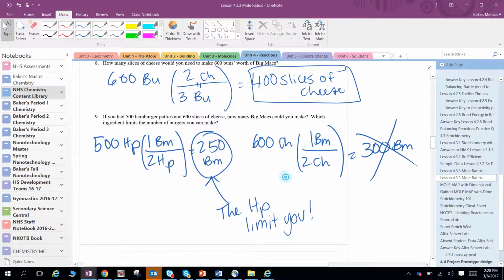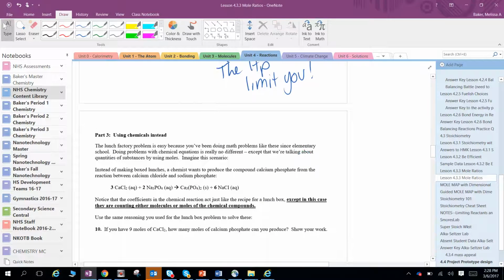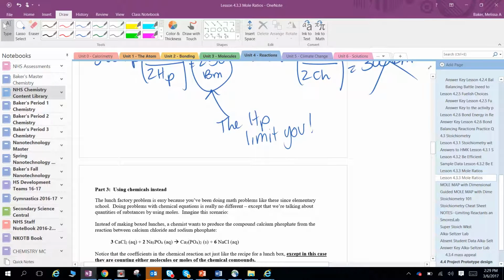So part 3 is using chemicals instead, and that's going to be a separate video. But it's pretty much the same as working with the foods. It's just instead of parts of a box lunch, you've got the reactants and the products that are involved in the equation.